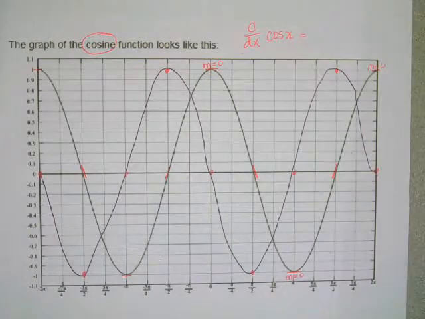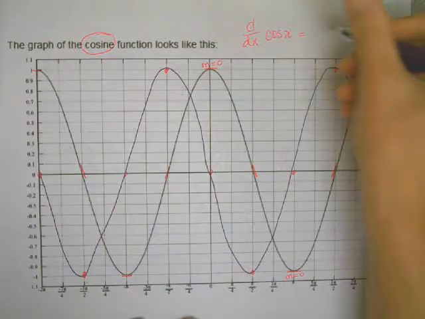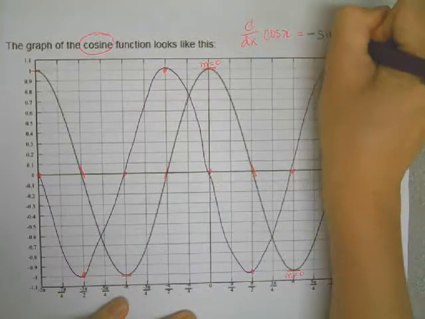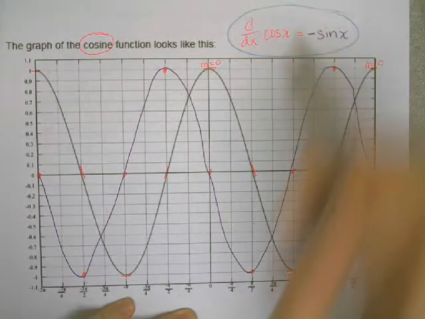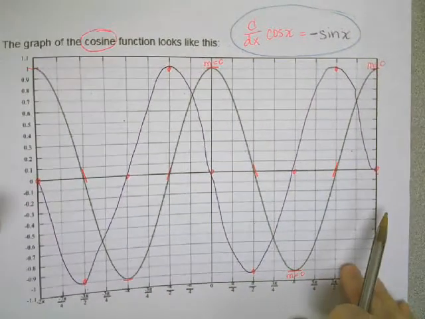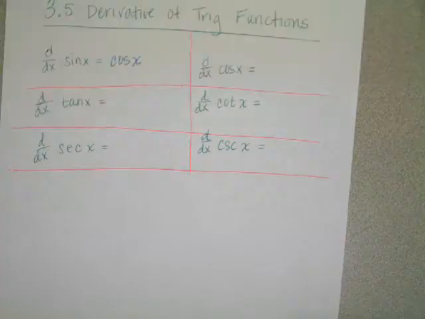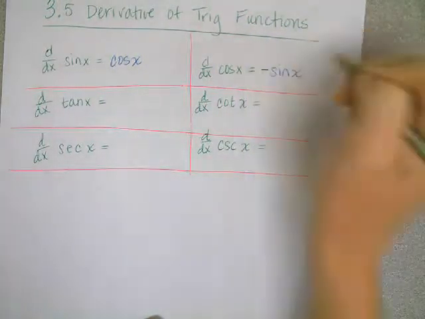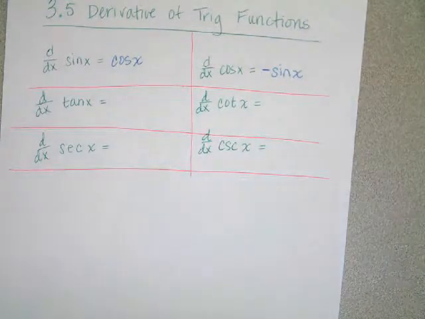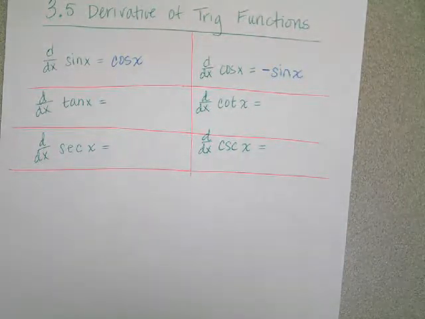So what makes the sine of x flip is a negative out in front. So the derivative of cosine is negative sine of x. And go back to your sheet and write that down. Sorry this is so quick, I like to do more of an exploration, but since I'm gone, this will have to do. Be sure you watch the next video.